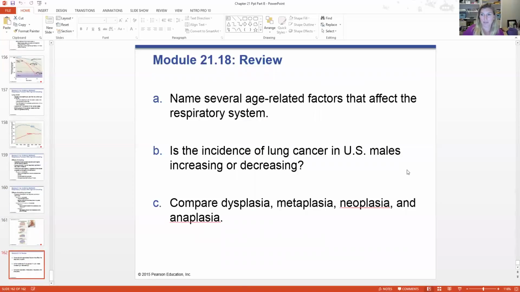So this is our last slide of this respiratory physiology lecture. There are 3 questions here for you to review regarding age-related changes and smoking changes to our respiratory system.